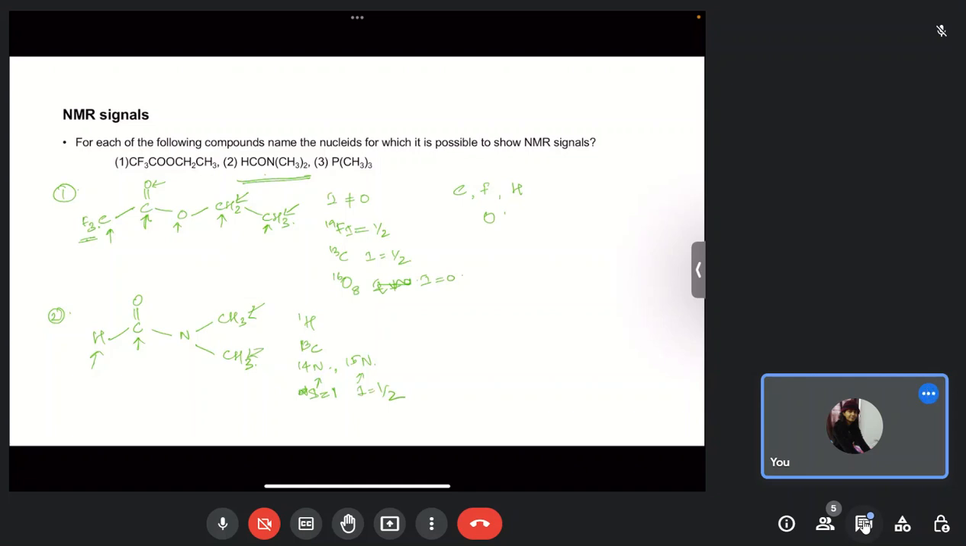Yeah. Then the next one is P(CH3)3. Will phosphorus show a signal?